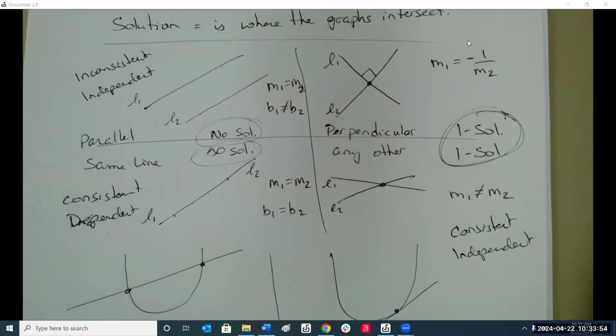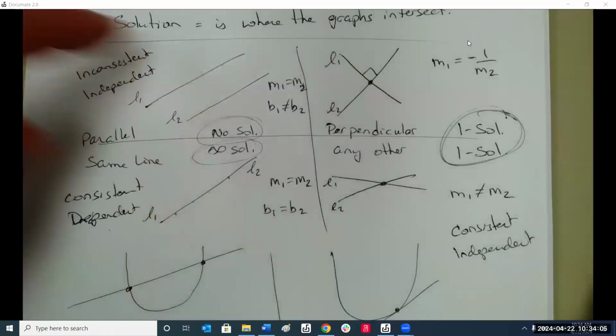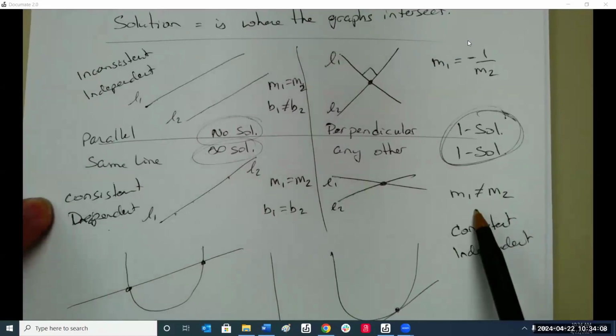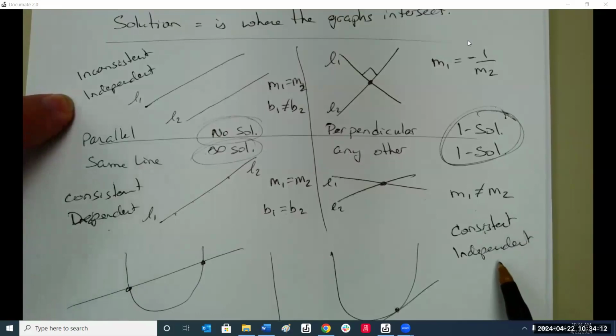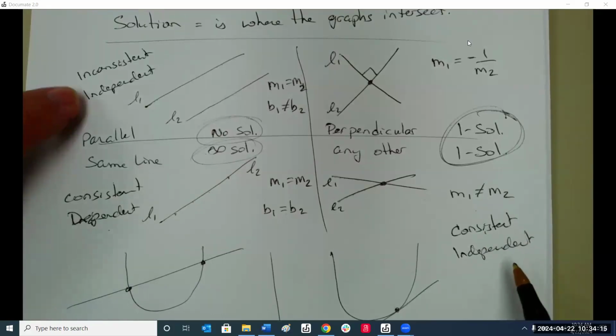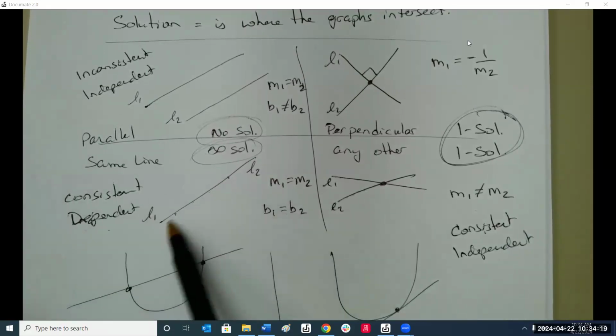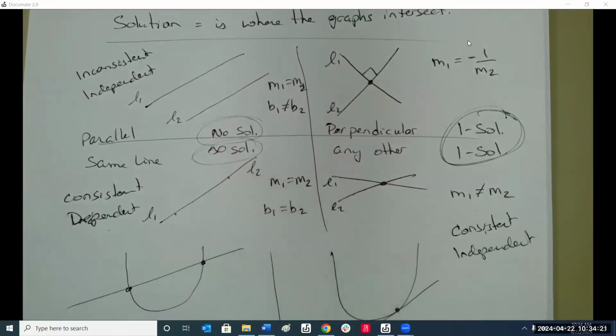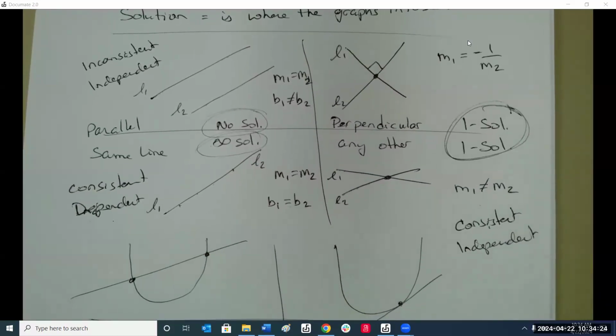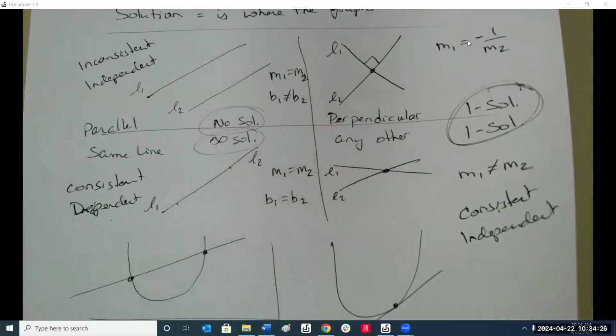So if it has a solution, it's automatically consistent. The consistent part tells me, do they have solutions? If it has no solution, then they're inconsistent. If they have at least one solution, they're consistent. Independent means that they're individual lines. Dependent means they're the same line. So there's no easy way to memorize that. I'd write it down somewhere, have quick access to it.